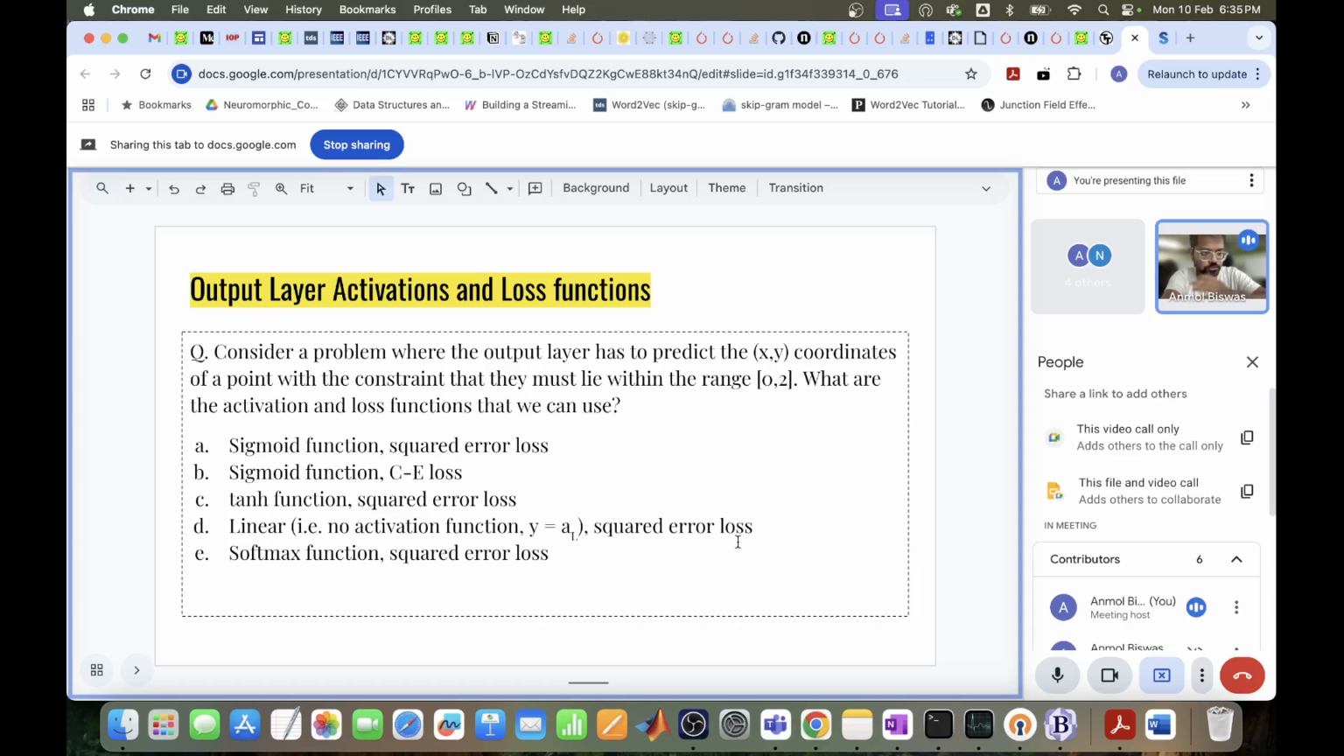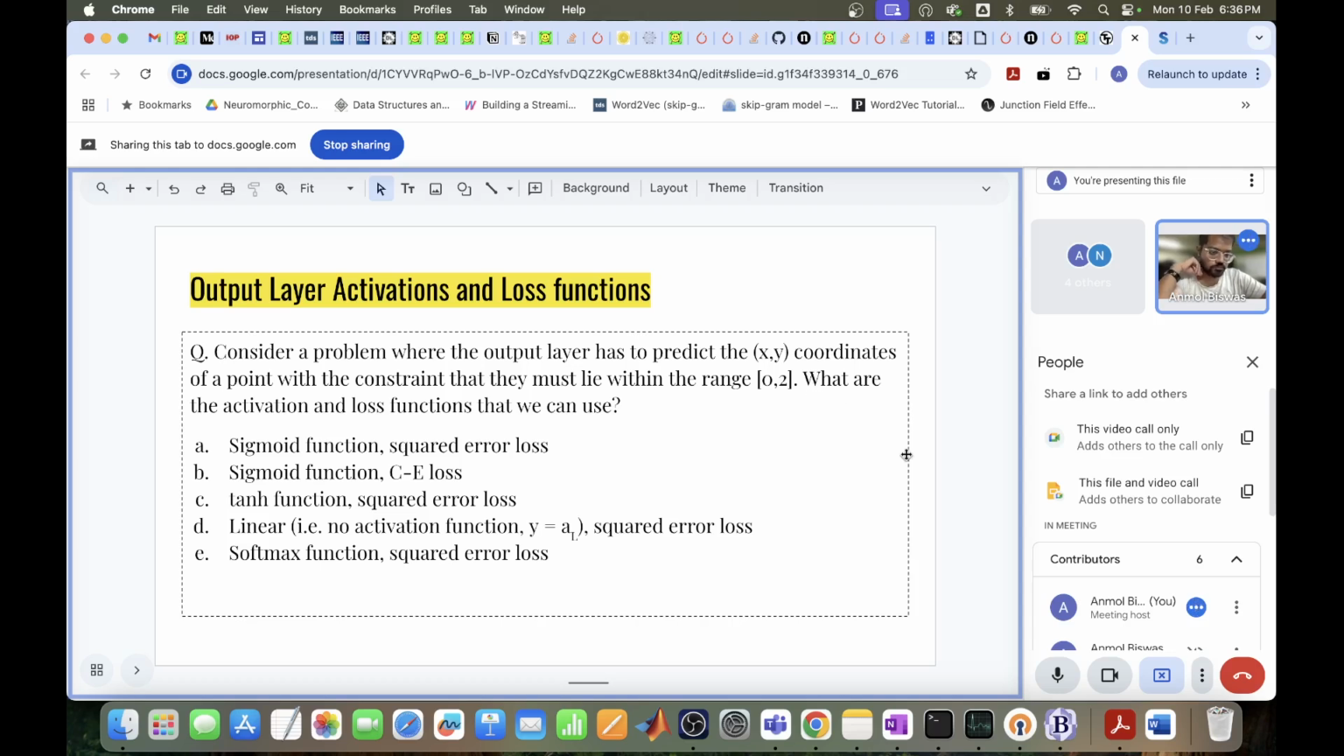Because cross entropy is a very specialized kind of loss that does a very specific thing, right? Which is specifically it optimizes the output probabilities for a classification problem. And this is obviously a regression problem, right? So we don't use cross entropy loss. So what is the other alternative? The other alternative here is squared error loss, which is obviously the one that we are going to use, right? So squared error loss will fit well within this problem.